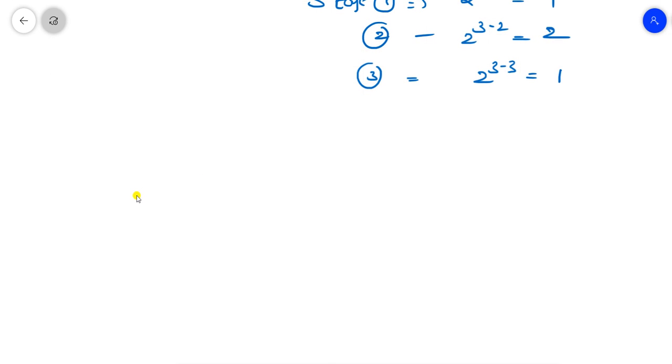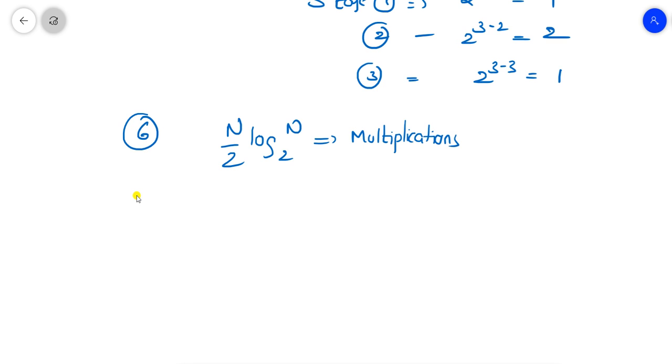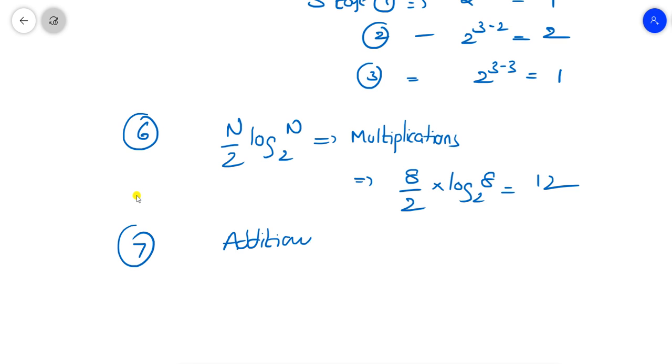And step 6, the total number of computations. The total number of complex multiplications is given by N by 2 log N to the base 2. With N equal to 8, that is 8 by 2 into log 8 base 2, which is equal to 12. That is step 6. The number of complex additions is given by N log N to the base 2. Here N is 8, log 8 to the base 2 is 3, so 8 into 3 is equal to 24.